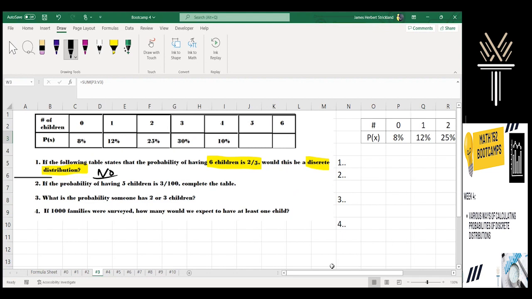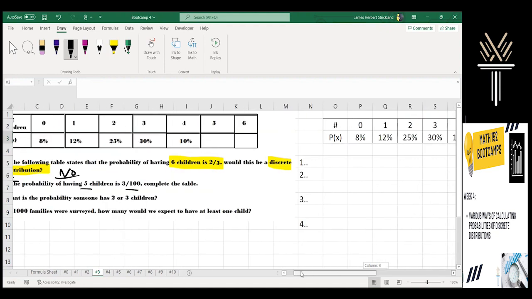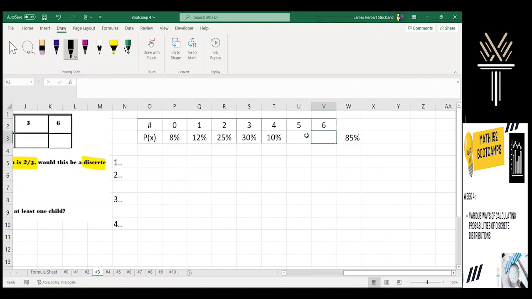So instead, what they're saying, that's what his line's here. They say, well, instead, the probability of having 5 kids is 3 out of 100. Finish the table. So we're going to remove that answer to number 6. And in that box for 5, we're going to write 3 out of 100 equals 3 out of 100. Excel just knows to get the percent because everything else is a percent. Excel is pretty smart.